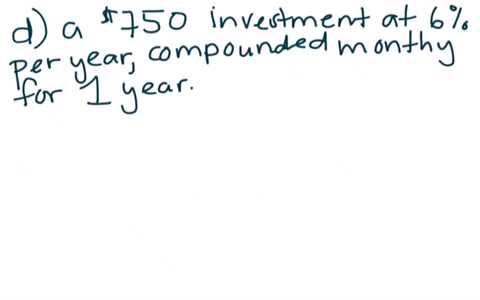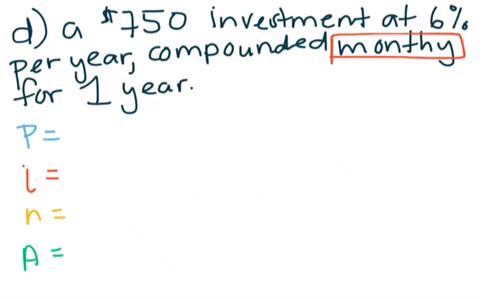Remember, we're still finding A, P, I, and N. So that's what I'm going to write: P, I, N, and we're always looking for A. As you read through this, we've got a $750 investment at 6% per year, compounded monthly for 1 year. So already this should stick out to you. I know I'm going to go for monthly in my chart. So P, principal, the initial amount of money that I've invested, is just $750.